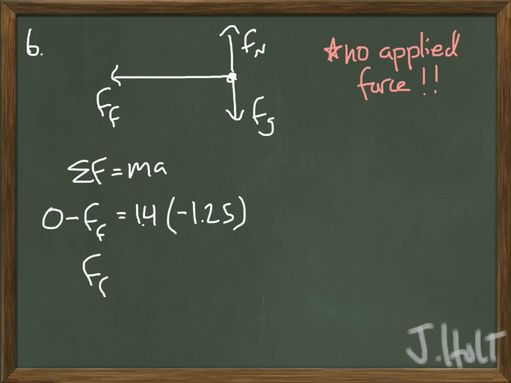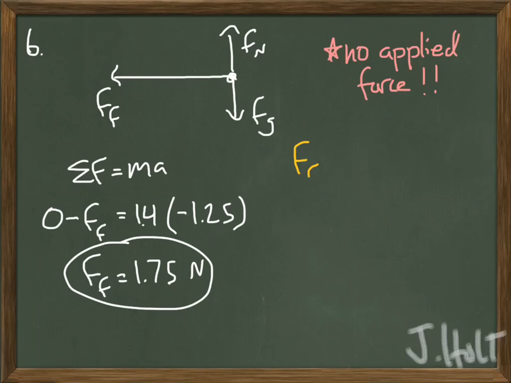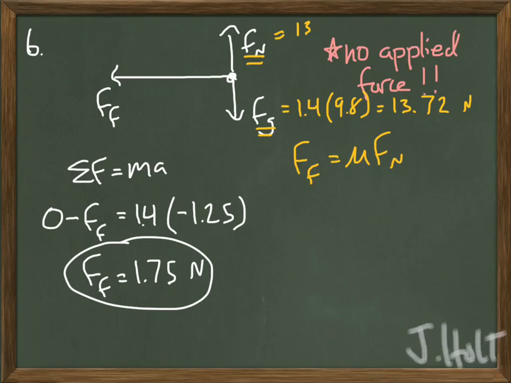So we can set this into Newton's second law. The force of friction is going to be equal to the mass, which is given, times the acceleration, which is given. So we can find the force of friction. Let's plug that into our equation for the force of friction. We're going to need the normal force. We can figure that out. You just take the mass and multiply it by gravity, 9.8.